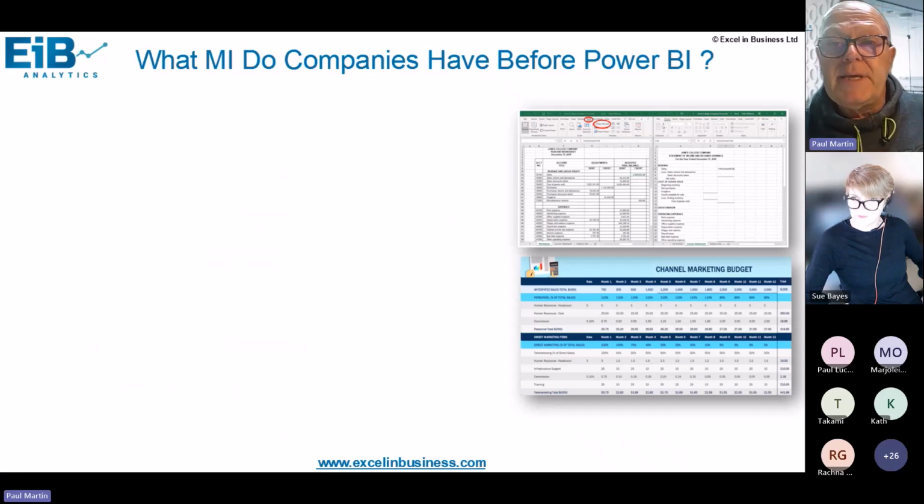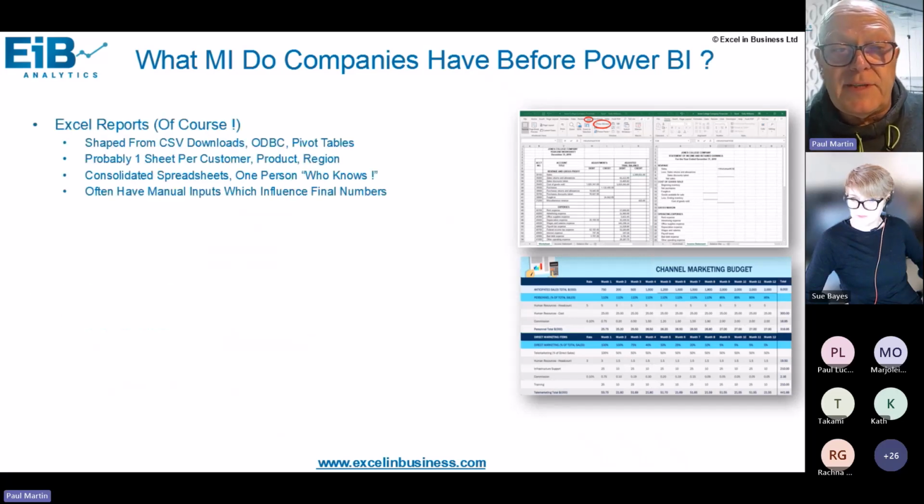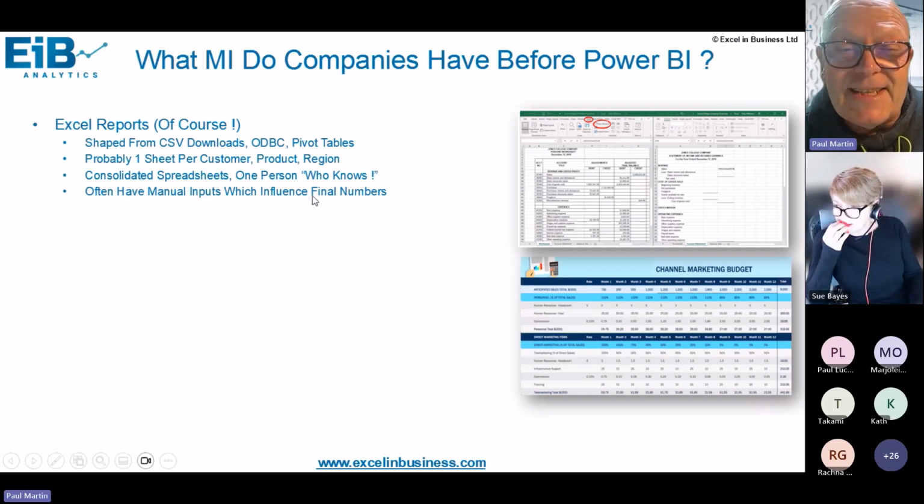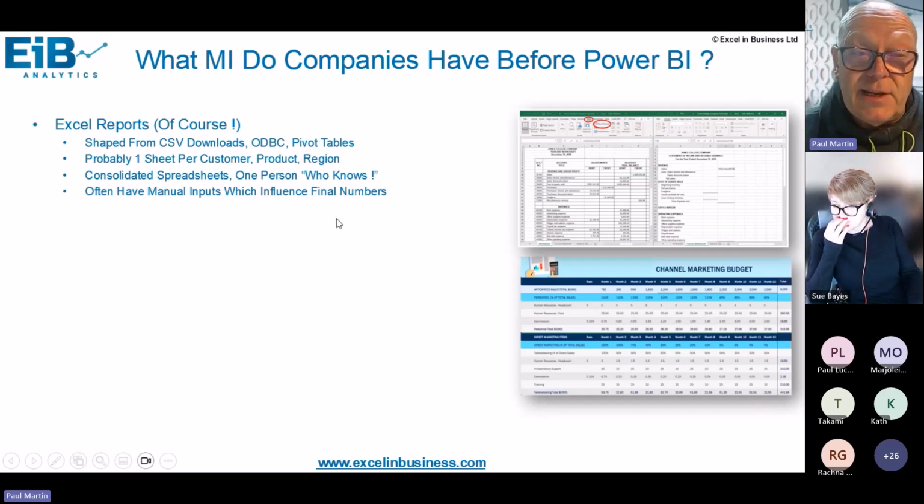So what do most companies have before they have Power BI? Well, obviously the answer is Excel, of course. And you know that that's shaped in loads of different ways with CSV downloads and ODBC links and pivot tables. And there's probably consolidations with VLOOKUPs, XLOOKUPs, HLOOKUPs, God knows what, one sheet per customer, product, region. There's always only one person who knows, however big the company is, how to put this stuff together. But unfortunately, they often have manual inputs, which again doesn't lend itself to BI tools, including Power BI.